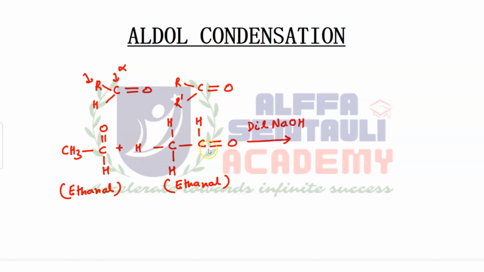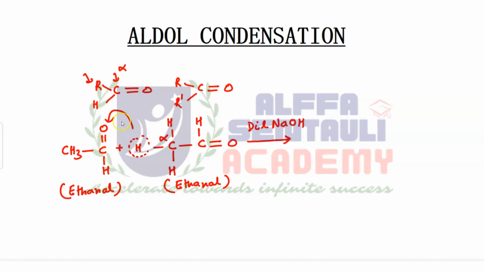See, this is our main functional group, and the carbon which is just next to the functional group is known as the alpha carbon, correct? All the hydrogens of this alpha carbon are known as alpha hydrogens. So this is also alpha hydrogen, alpha hydrogen, alpha hydrogen, correct? So what happens? The alpha hydrogen of this ethanal gets combined with this oxygen. How will this happen?